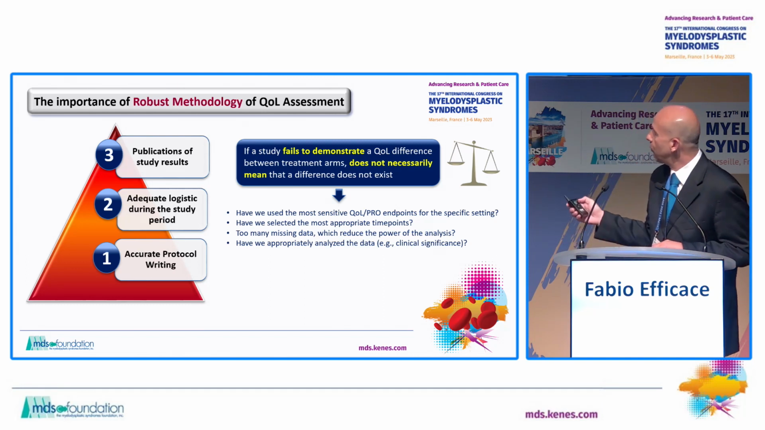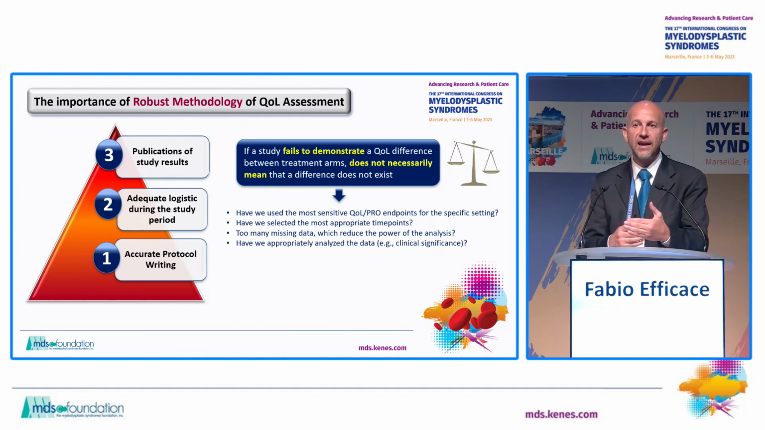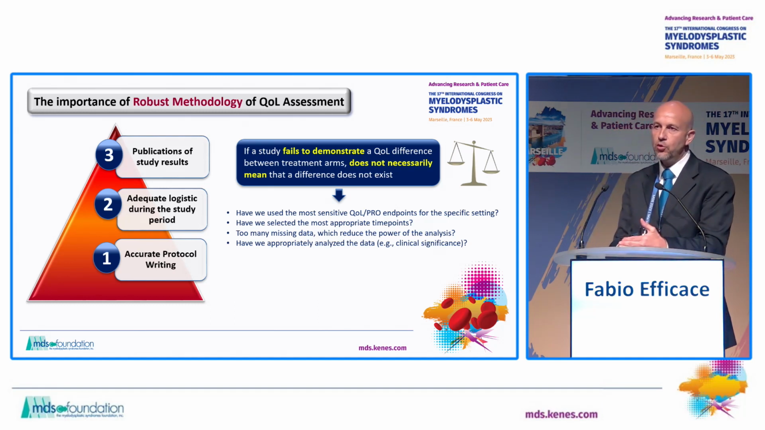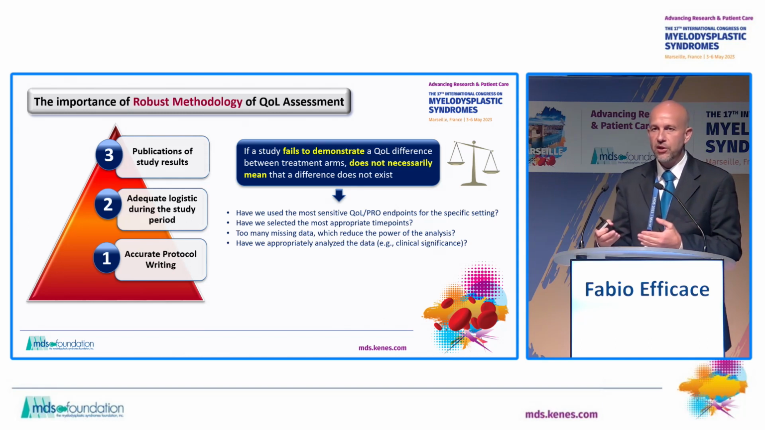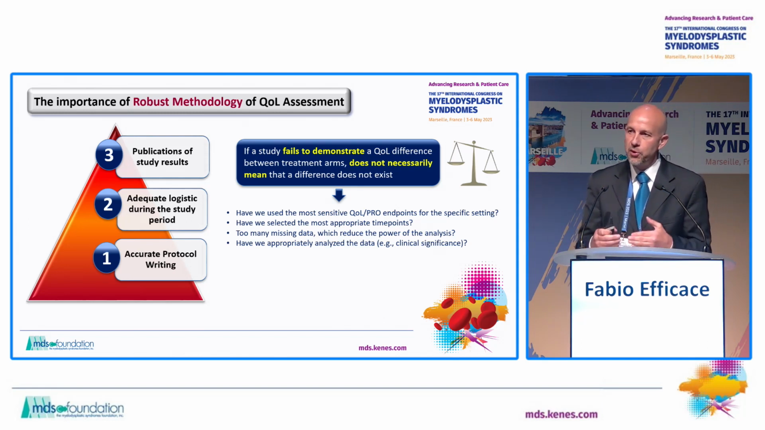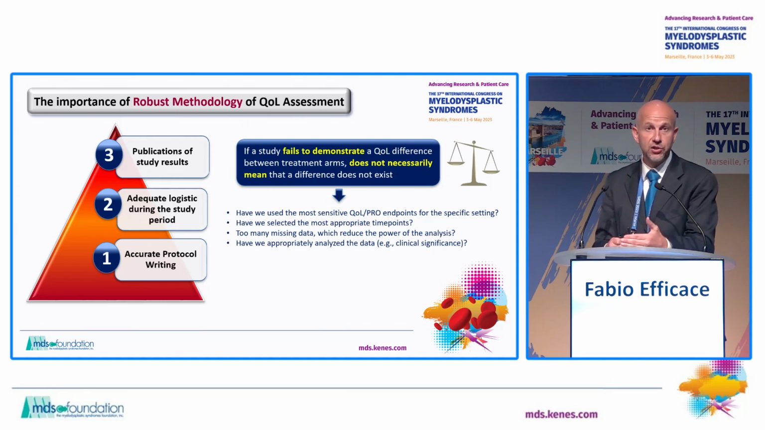So we have to be fully aware of the importance of methodology, because the stakes are high. For example, can you imagine that you have a novel drug or a novel therapeutic approach which can potentially provide some quality of life benefit for patients in the experimental arm, but the trial is designed, analyzed, and reported in scientific publications in a way which will not allow this benefit to emerge. And this is definitely a risk that we don't want to take.